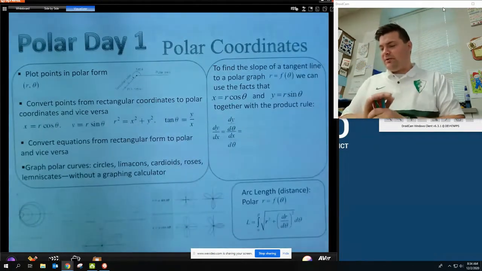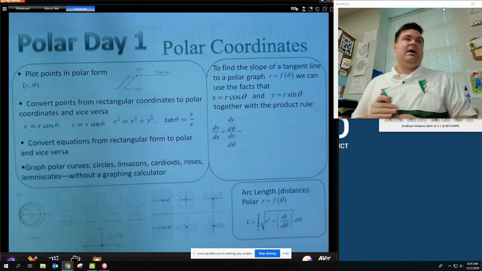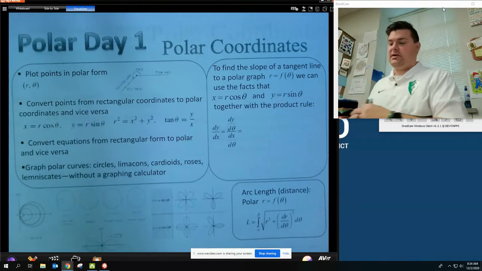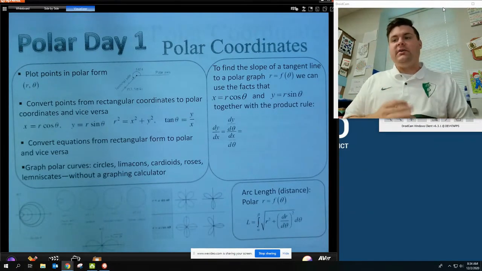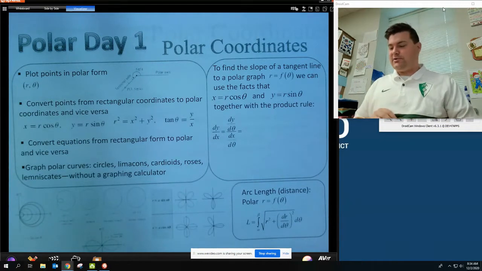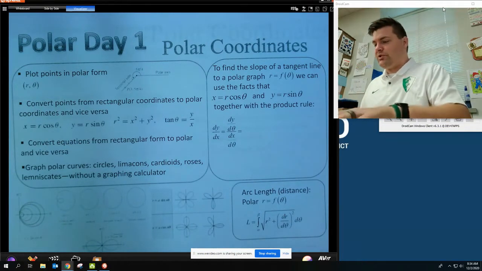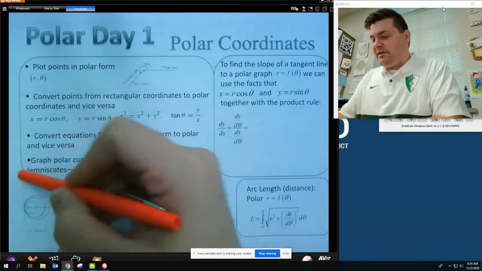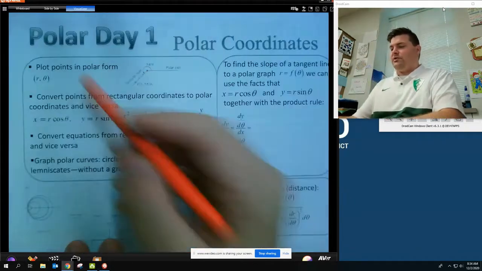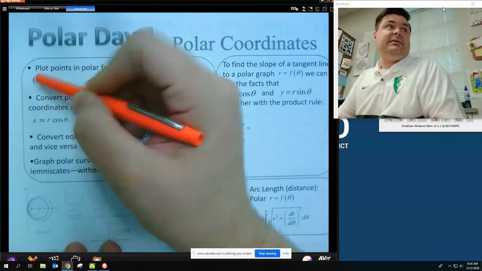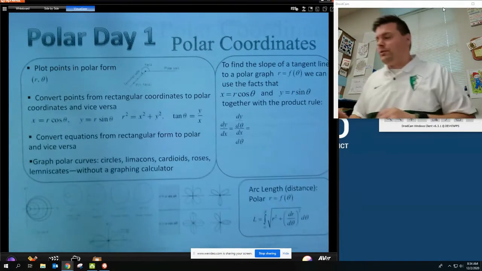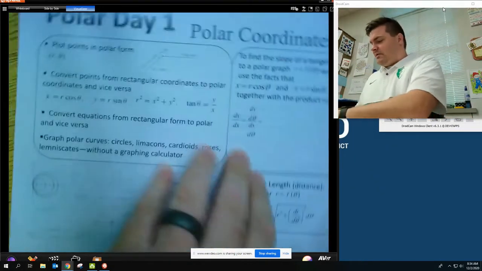So for polar, I really want to make this as simple as possible. Polar coordinates are just a different way to graph something, representing only the radius at a particular point and the theta value at a particular point. This entire box right here is stuff that you should have known from pre-calculus. So converting coordinates. By the way, we use radius and theta to represent polar coordinates.